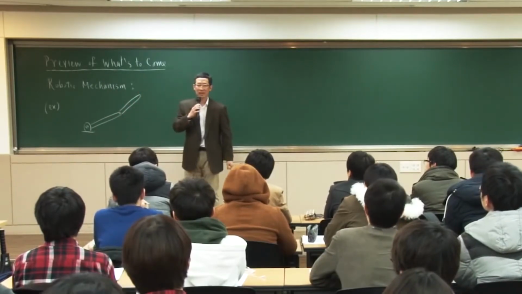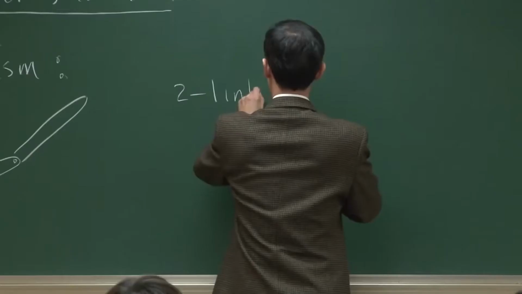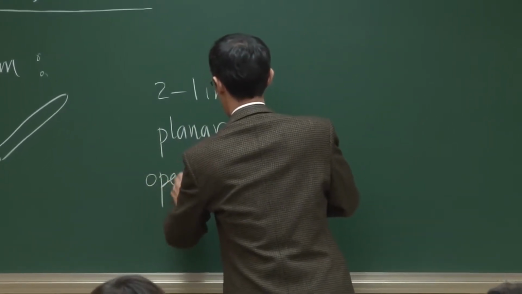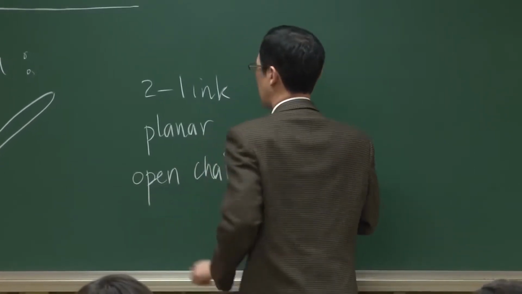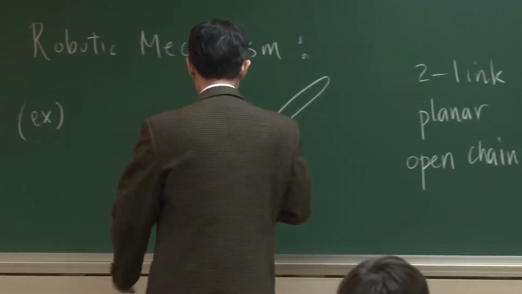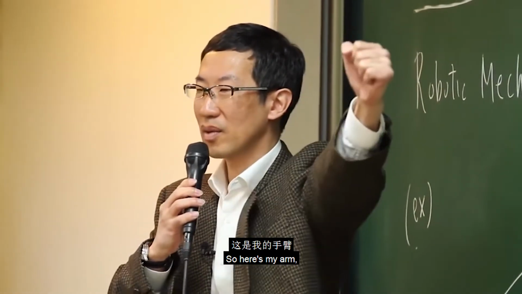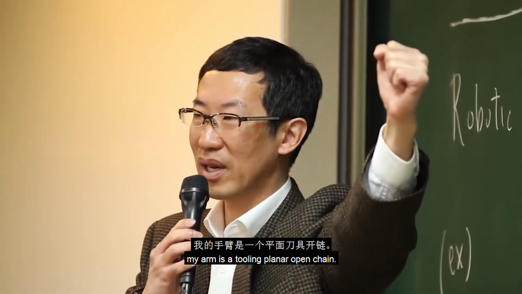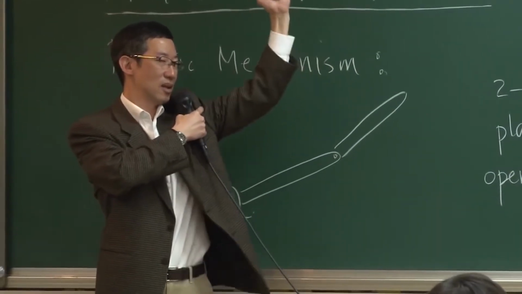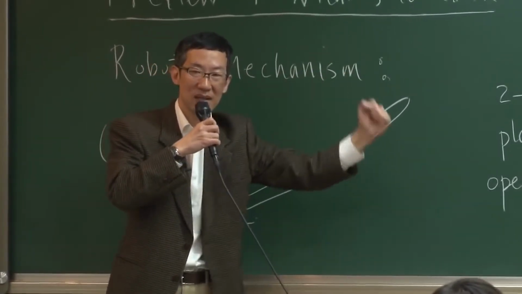Okay, so there it is. This is called a two-link planar open chain. Okay. Now, the way this works is we have two links here. 1, 2. These are just rigid bodies. So here's my arm. My arm is a two-link planar open chain. Okay. We have two joints. We have this joint, and we also have this joint. Okay? So that's all it is.